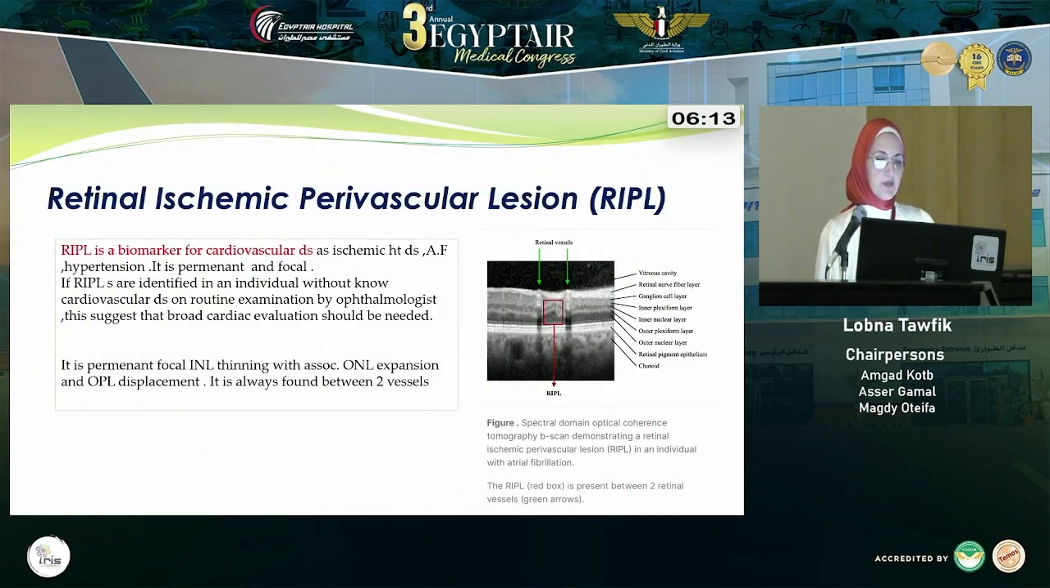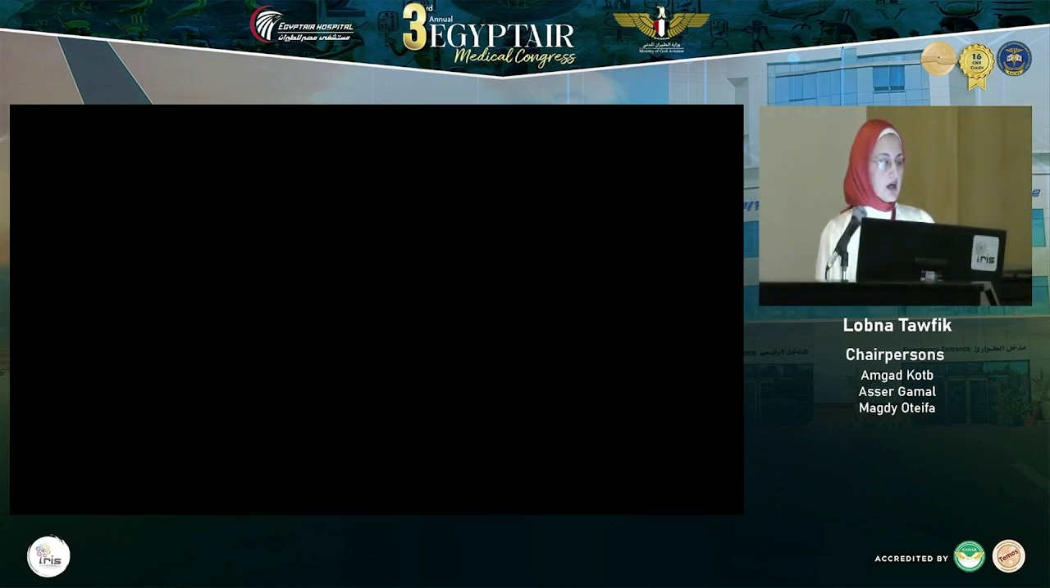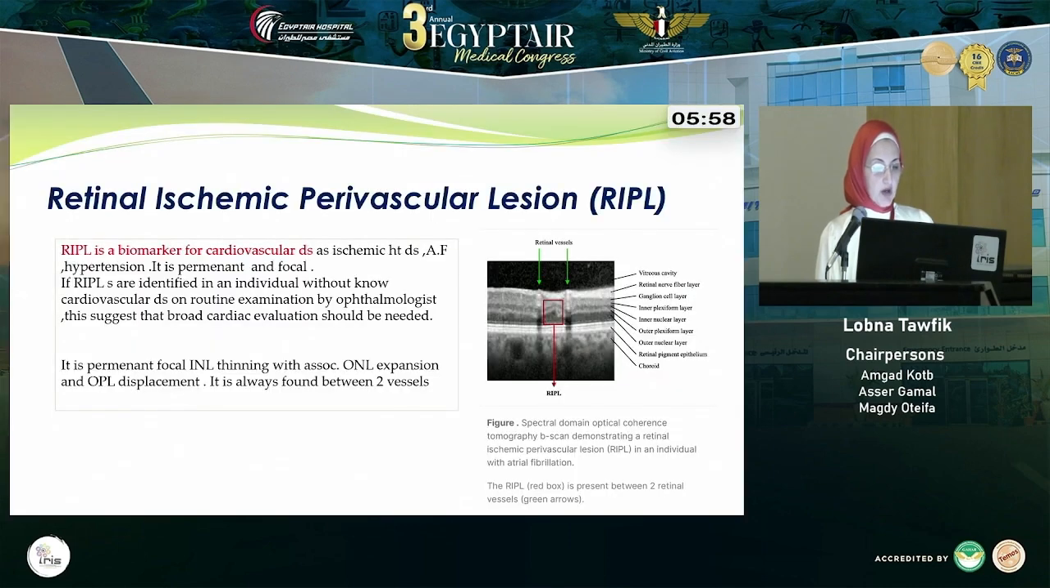Retinal ischemic perivascular lesion, ripple. Ripple is a biomarker for cardiovascular disease, such as ischemic heart disease, AF, and hypertension. It is permanent and focal. If ripples are identified in an individual without known cardiovascular disease on routine examination by ophthalmologists, this suggests that cardiac evaluation is needed. It is permanent focal inner nuclear layer thinning with associated outer nuclear layer expansion and outer plexiform layer displacement. It is always found between 2 vessels.